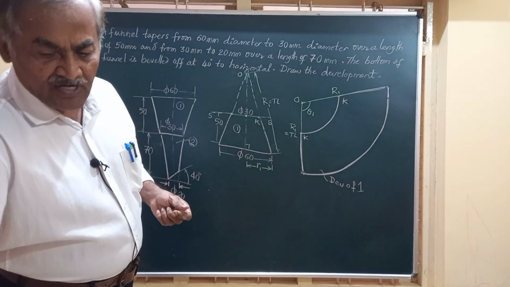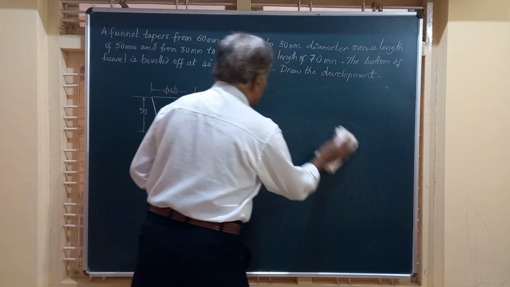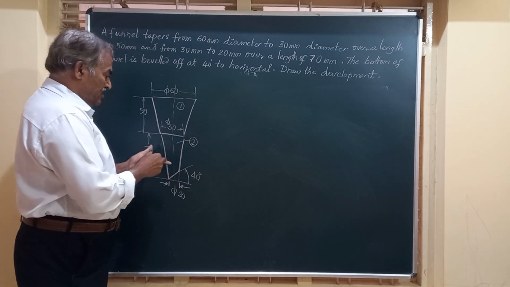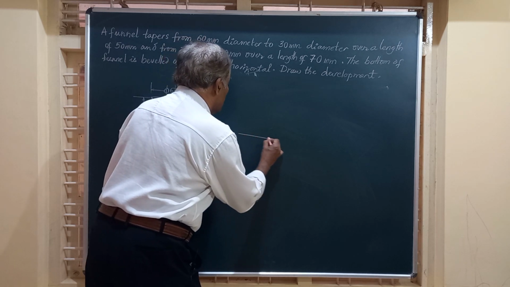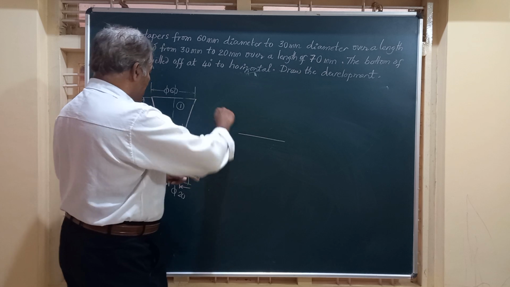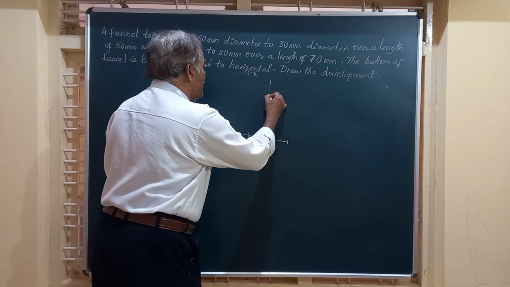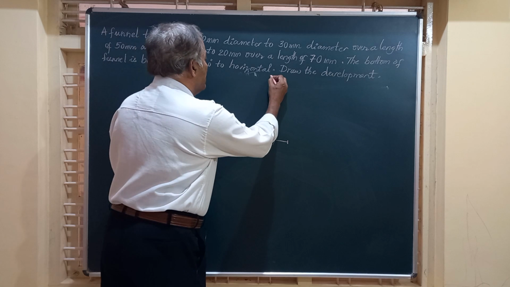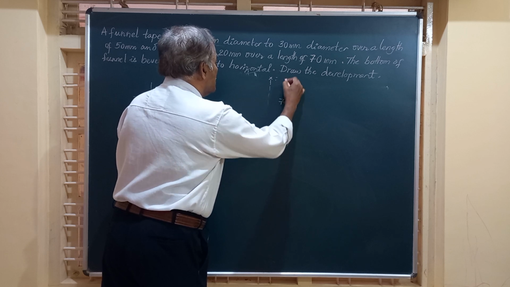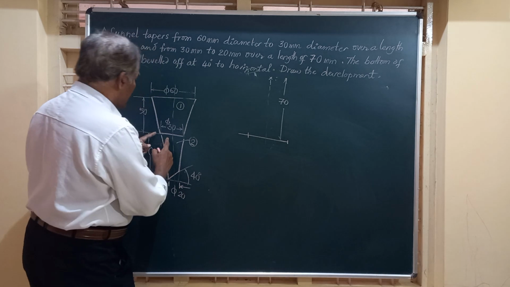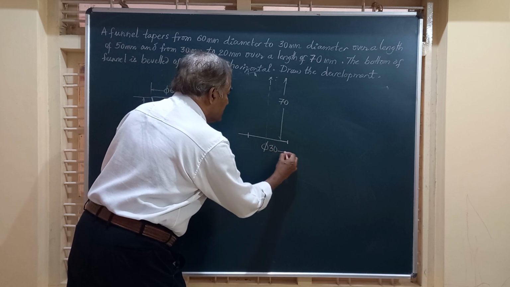Next friends, after getting this development, let us move on to the second part, that is the tapering part. I will draw this again in the inverted form. So we have this length, that is 30 mm. Center line we will mark and take the height equal to 70 mm. This is 70 millimeter height, and this has a diameter equal to 30, indicating the diameter.